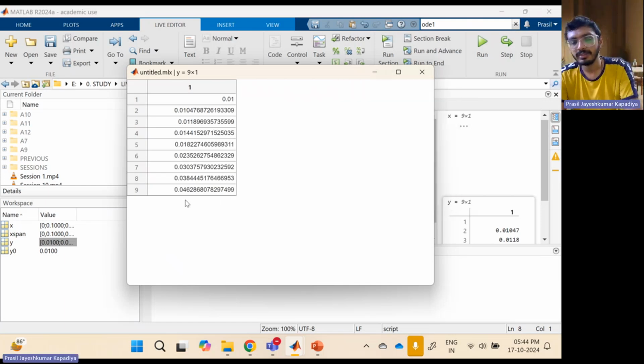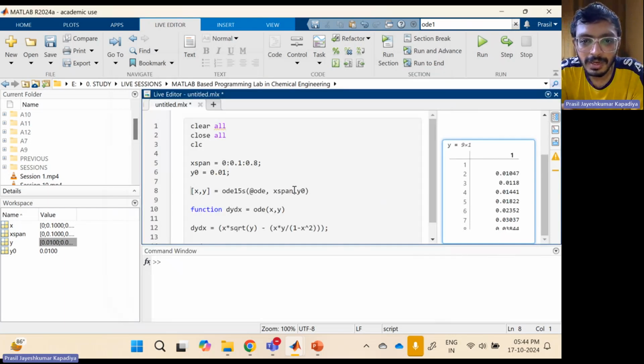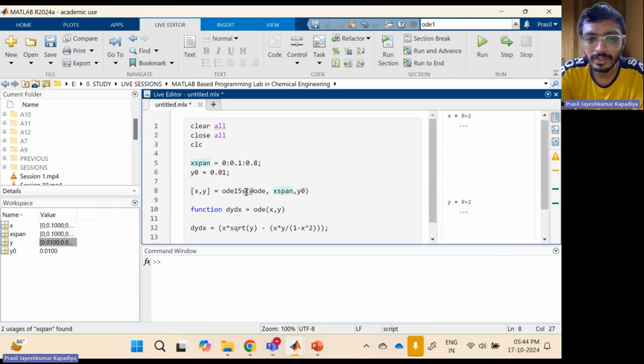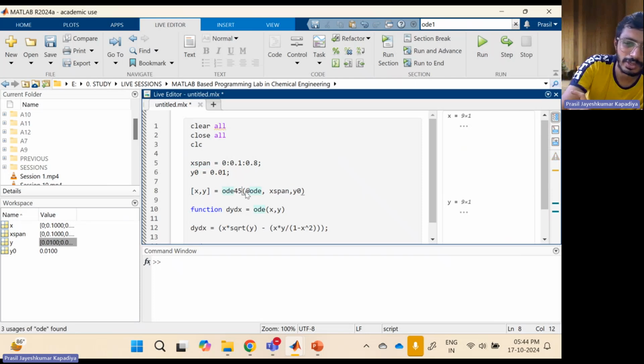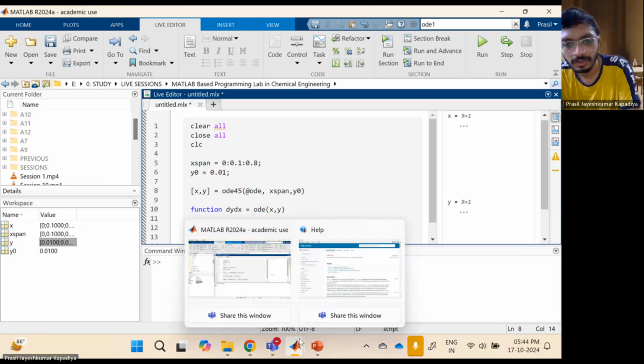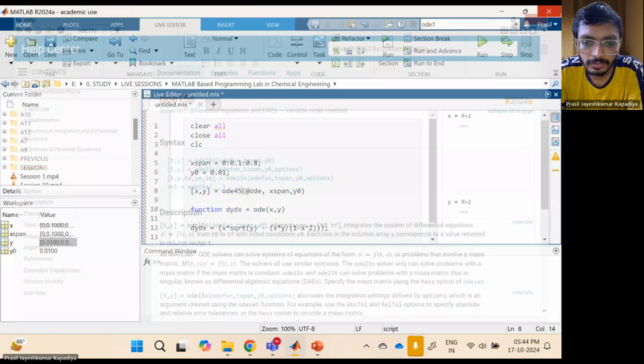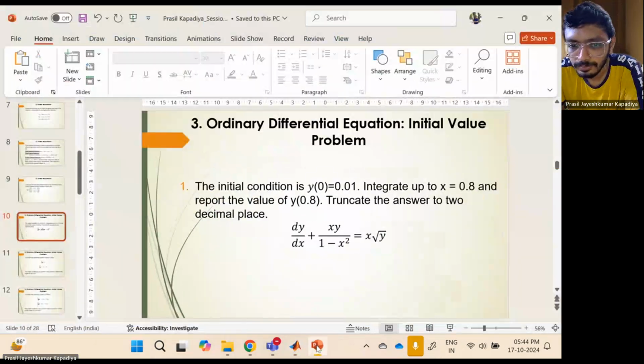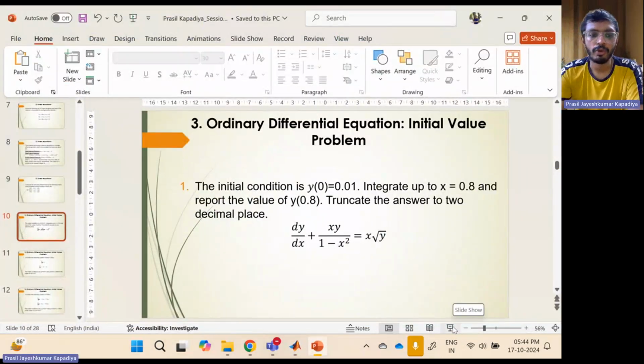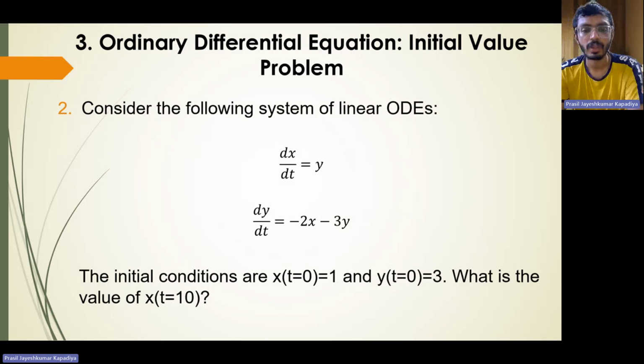So see, that is a bit different. That is 0.04628. Okay, so this is how we can solve it. It's better to use an accurate ODE solver than to use ODE45. Okay, so let's move ahead with the next problem.